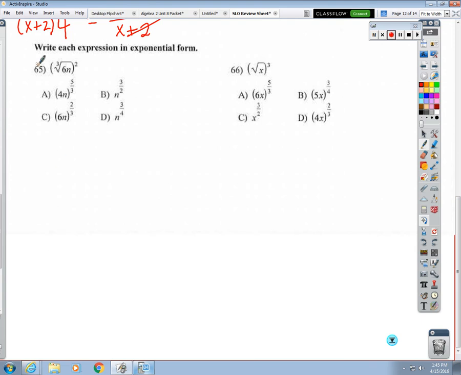We have the cube root of 6n, all squared. Any ideas how to do this? Right. We have to rewrite the cube root with an exponent. How do you rewrite the cube root as an exponent? 6n to the 1/3, right. But then you've got to remember that that's squared. And what do you do when you have a power to a power?